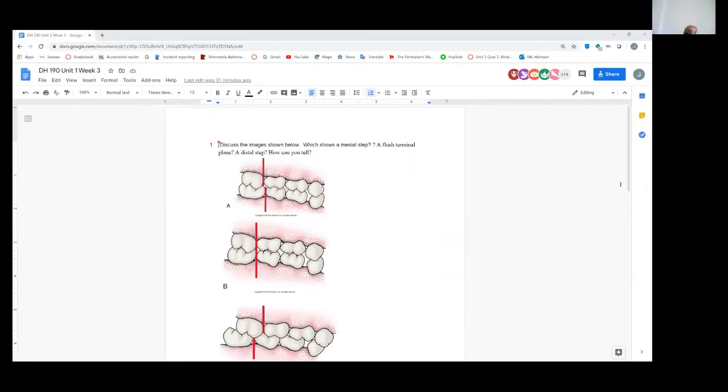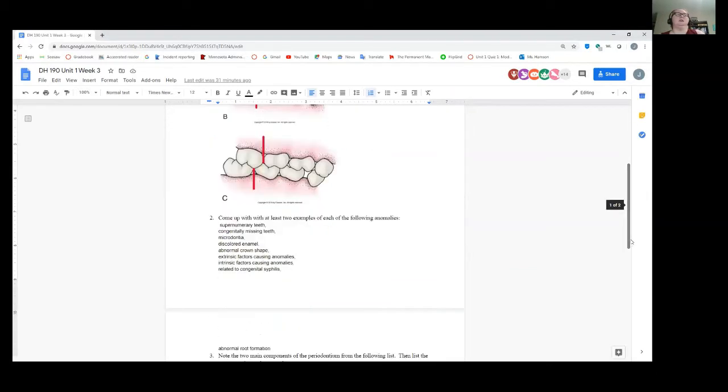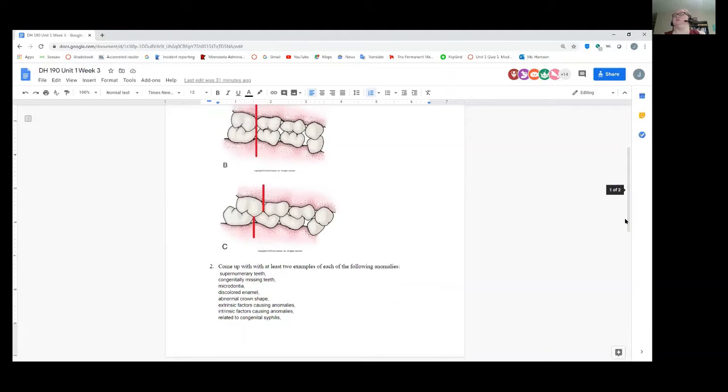Now, group 5. What about the distal step in the permanent dentition? What occlusal classification is that usually associated with? Would it be class 3? It's actually going to be class 2.